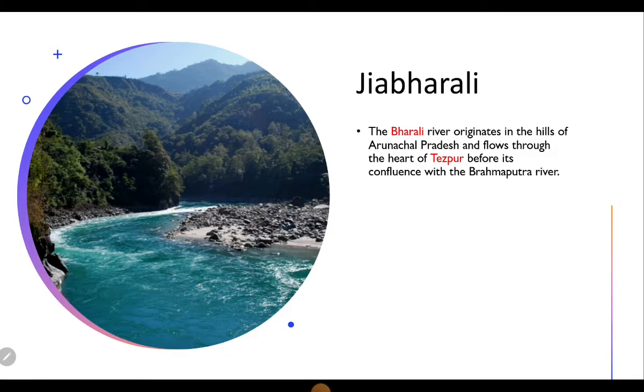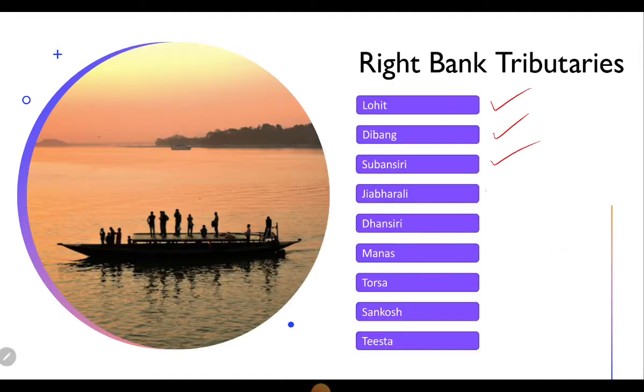So Jia Bharli, also called Bharli River, originates in the hills of Arunachal Pradesh and flows through the heart of Tezpur, meaning from the center of Tezpur, before merging into the Brahmaputra. So we have completed the Jia. Now let's see the Dhansiri.